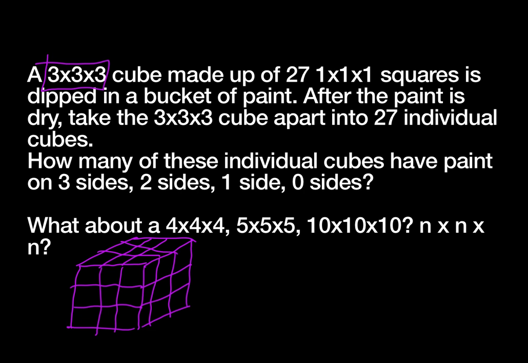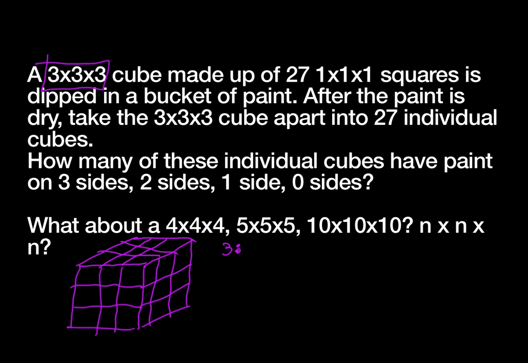The question is asking, if I was to take this and dip it into paint, and then pull it out, let the paint dry, and then peel off every cube, then this little cube here has 3 sides that are painted. This cube on the bottom would have 2 sides painted, and this one in the middle would have 1 side painted. If I peeled off all the ones with paint, how many are on the inside that have 0 sides painted?